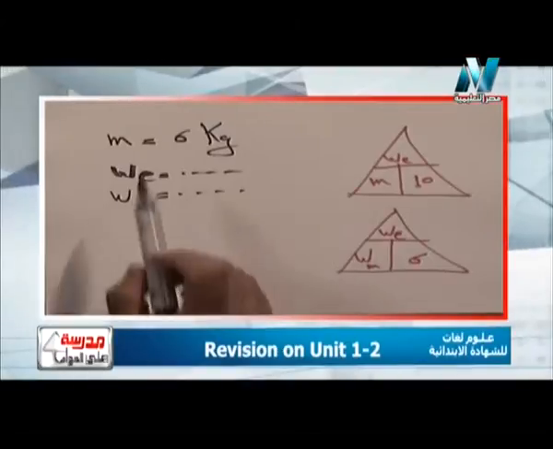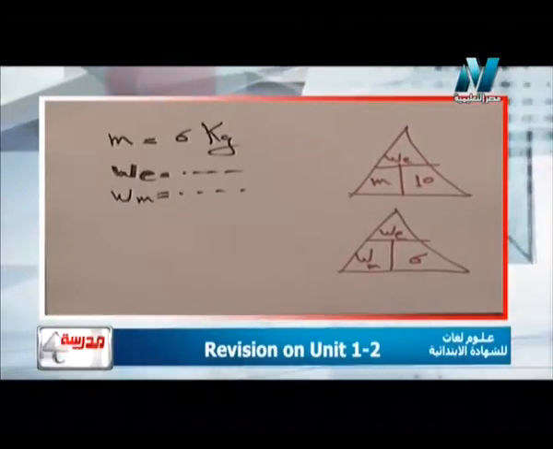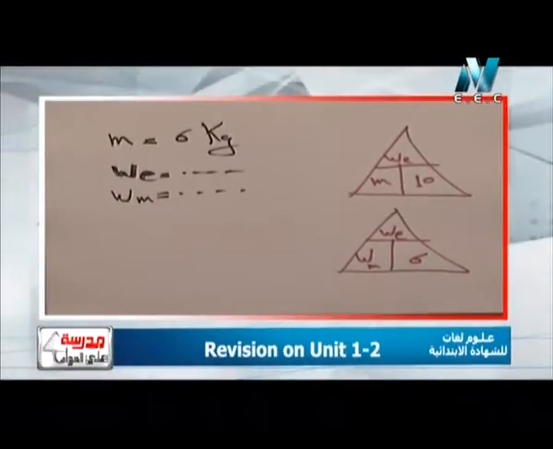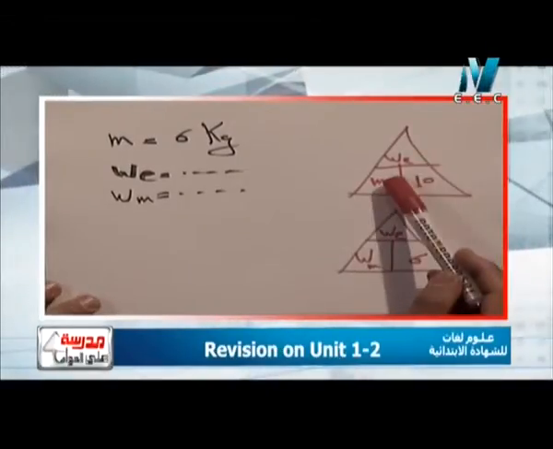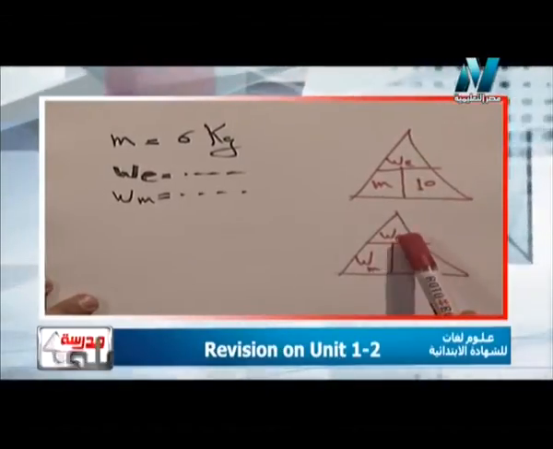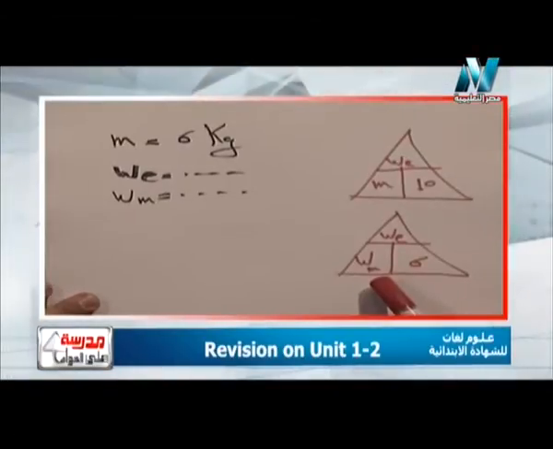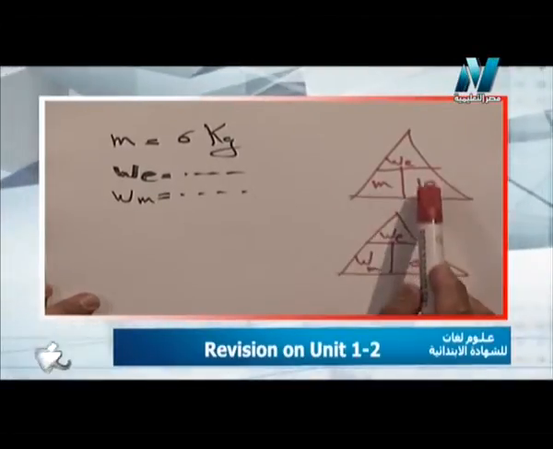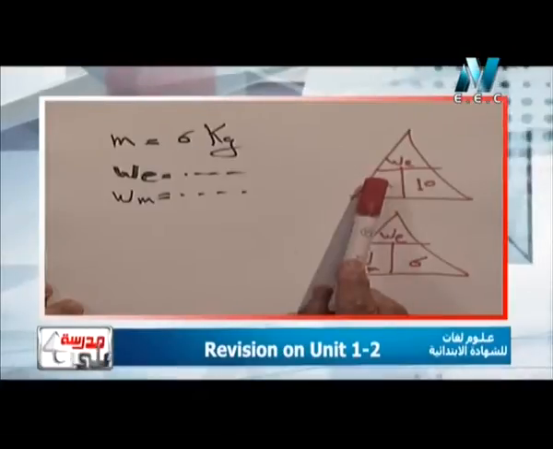Okay, here I have mass and I need weight. So the first rule deals with weight and mass. The second rule deals with weight on the Earth and weight on the Moon. So surely I will choose the first rule. Why? Because I have mass and I need weight.